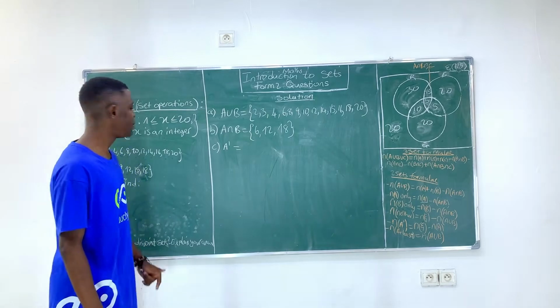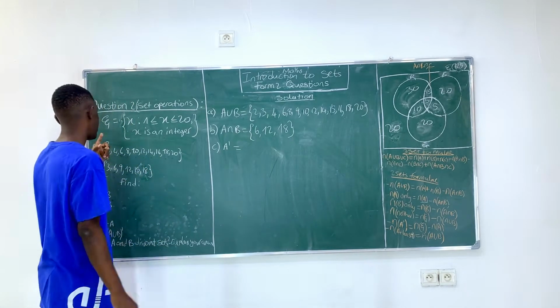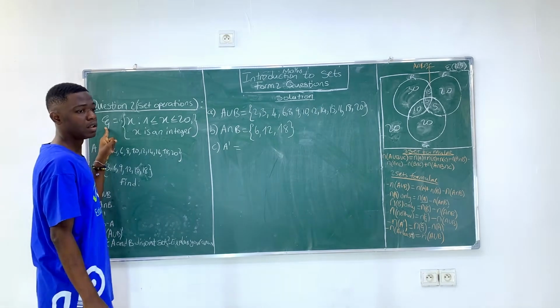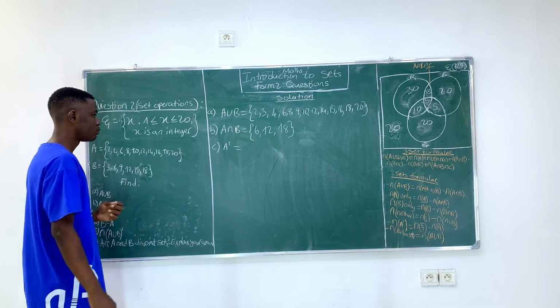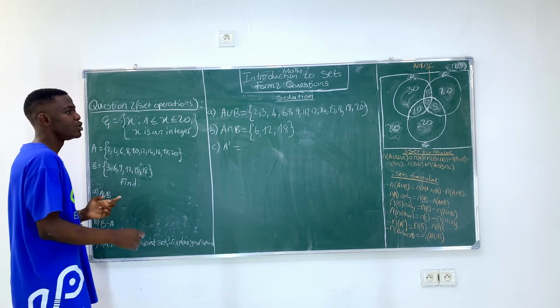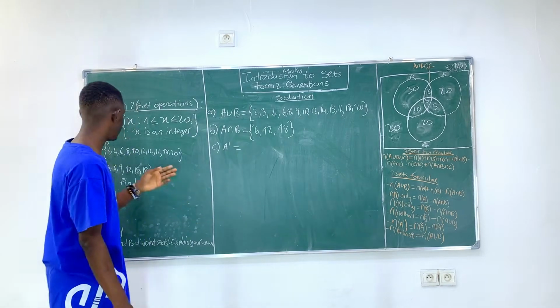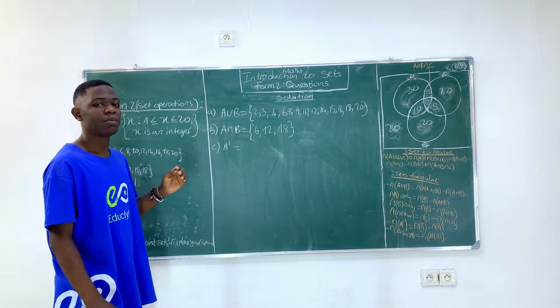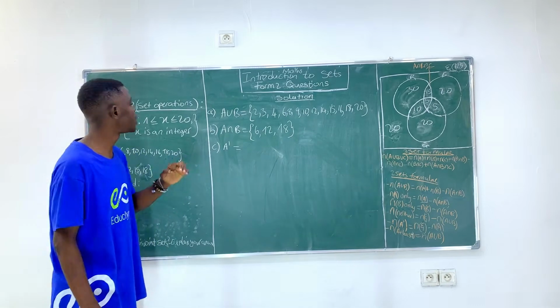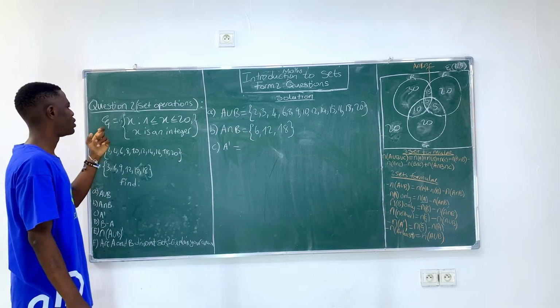So how do you find A prime? A prime means everything that is not in A. Every other number that is in your epsilon, near zeta, which is not in A, even if the term is in B. But it should just not be in A. So you don't really care about B. Actually, A prime means you should write all of the terms which are in zeta, but not in A. What are the terms that are in zeta, by the way?